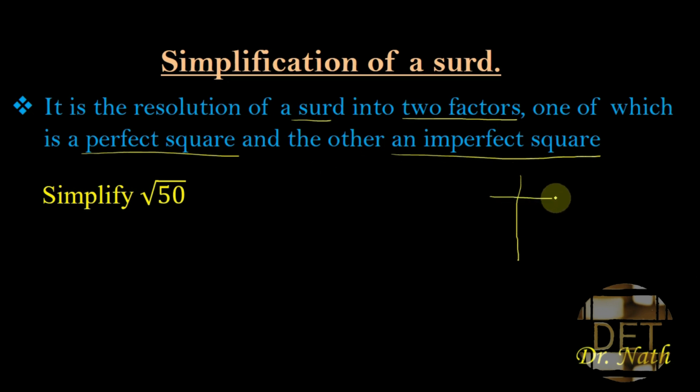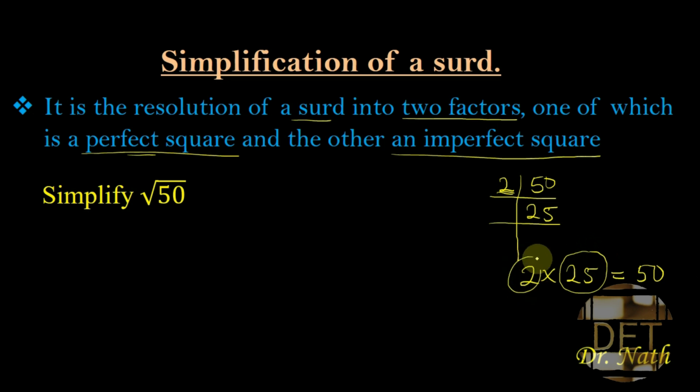So I'll draw the factorization table and write 50 here. What can divide 50? 2 can go. So 50 divided by 2 will give me 25. You should know that 25 is an example of a perfect square. So we have gotten two factors now: 25, which is the perfect square, and 2, which is the imperfect square. 2 times 25 will be equal to 50. And 25 is a perfect square, 2 is an imperfect square.